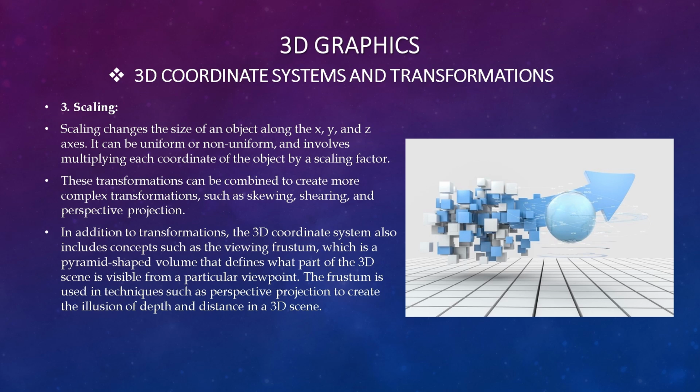These transformations can be combined to create more complex transformations, such as skewing, shearing, and perspective projection. In addition to transformations, the 3D coordinate system also includes concepts such as the viewing frustum, which is a pyramid-shaped volume that defines what part of the 3D scene is visible from a particular viewpoint.